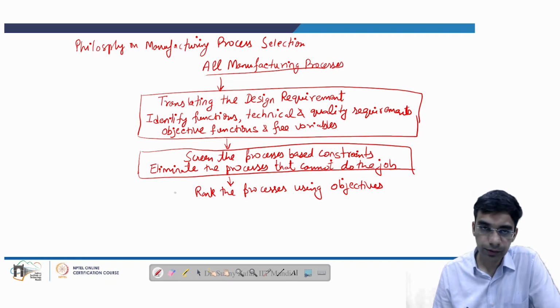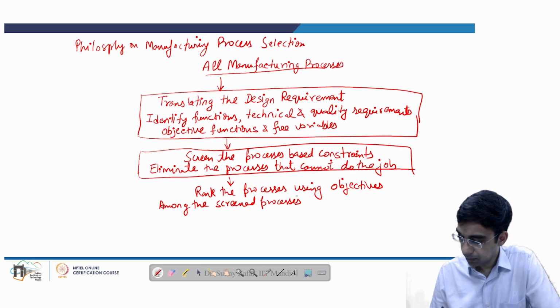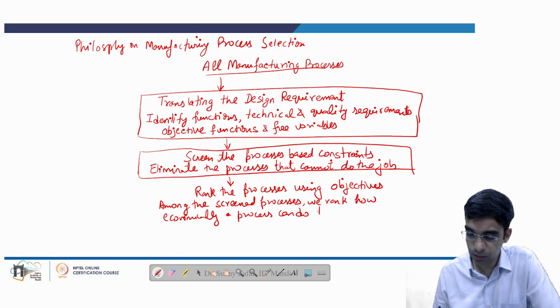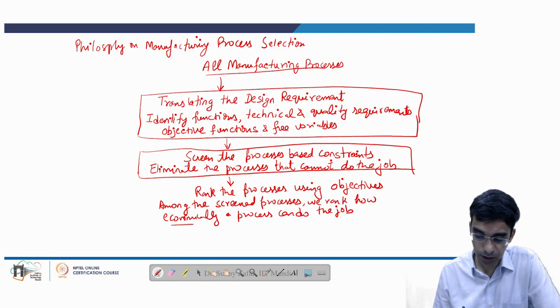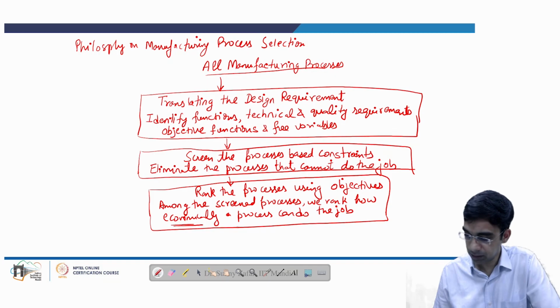So ranking of the processes using objectives include, among the screened processes, we rank how economically a process can do the job. So here economics come into picture, or the cost of running a process comes into picture.